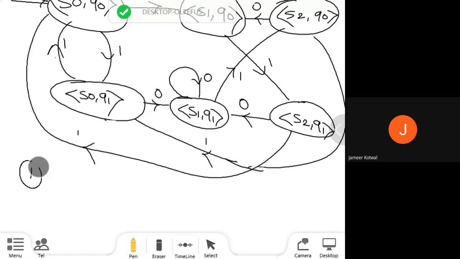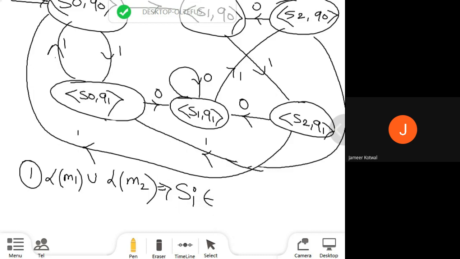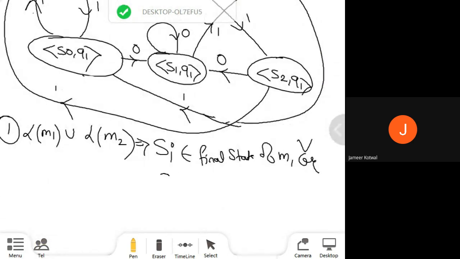The first closure property says the language of machine M1 union the language of machine M2. And here, if you go through the derivation or the equation, it says that Si is a state which belongs to the final state of machine M1, or, and here we have represented it with the symbol V, or Qi which belongs to the final state of machine M2.